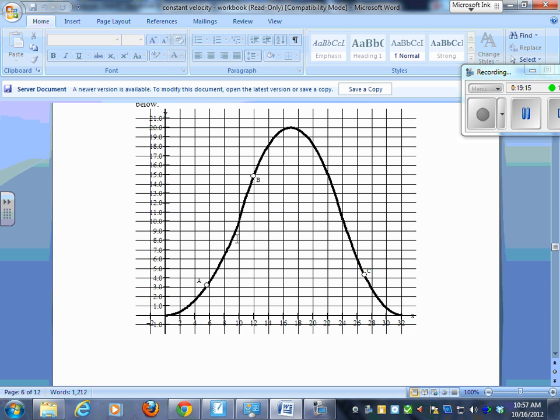Okay. So I want you to try. You're going to need a straight edge. You don't necessarily need a ruler. The edge of a calculator will work. The edge of a textbook will work. Anything straight will work. Okay? I want you to tell me what's the slope of the line at A, at B, and at C.